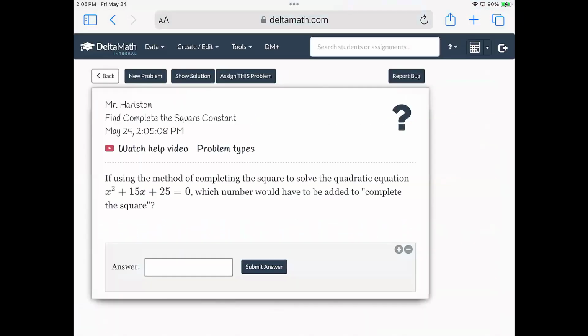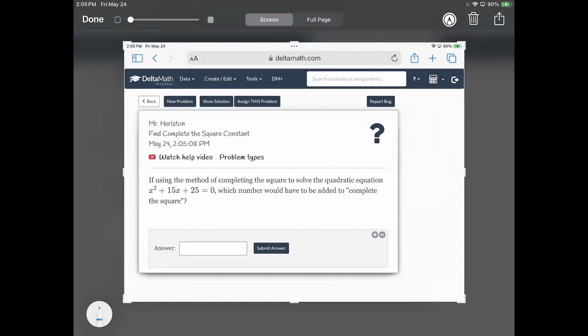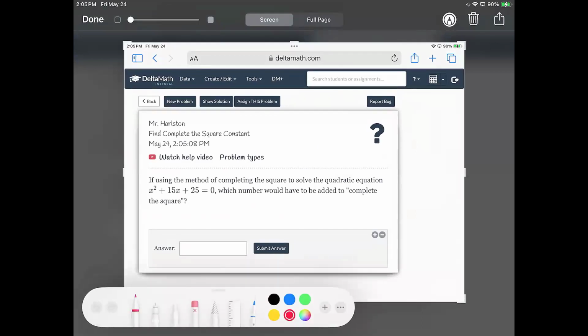All right, so they want us to use completing the square to solve the quadratic. They want us to say which number we would have to add in order to complete the square, or to make a perfect trinomial. So let me take a picture of this real quick. All right, let's go. So here is the equation: x squared plus 15x plus 25 equals 0.